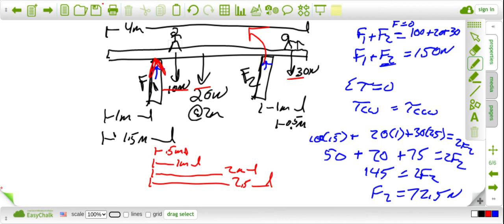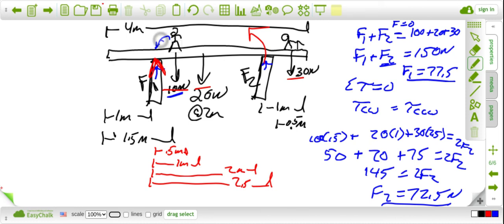If F2 equals 72.5 and we plug it into this equation, F1 is equal to 77.5. And so these values are not the same. It makes a little more sense that F1 would be a little greater because you have this 100 Newton force located closer to F1 than it is to F2. And so the mass distribution on F1 becomes even greater.